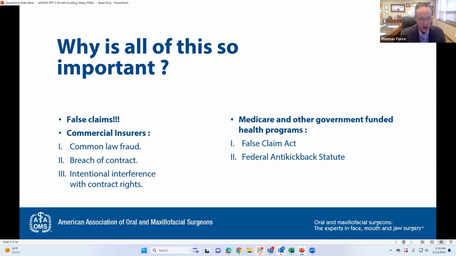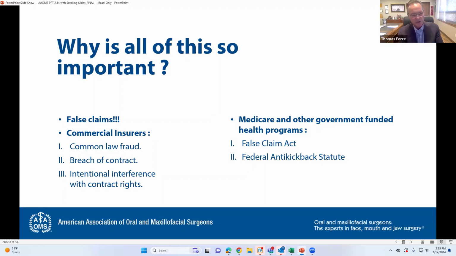On the non-federal side with commercial insurance plans, you have to worry about common law fraud allegations and breach of contract allegations. That's the contract, even if you're out of network; if you're in network, it's the contract you signed with the insurance company. If you're out of network, it's an implied contract and also a contract by virtue of your member's contract. The last cause of action on the left side, intentional interference with a contract right, that's almost always the first cause of action in these types of fee forgiveness actions.